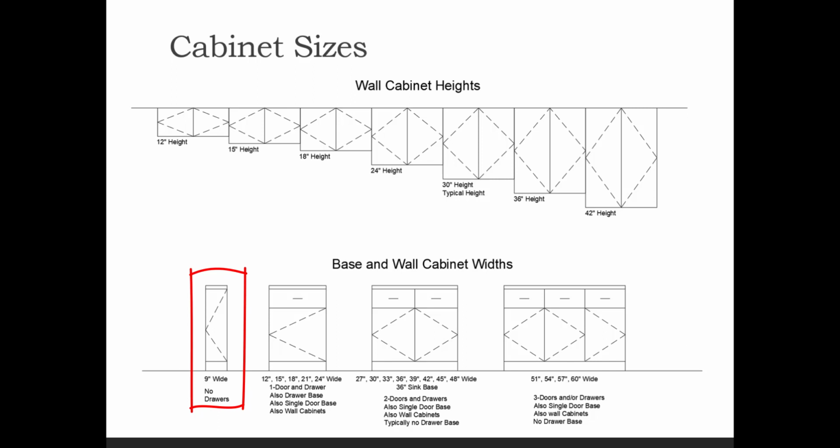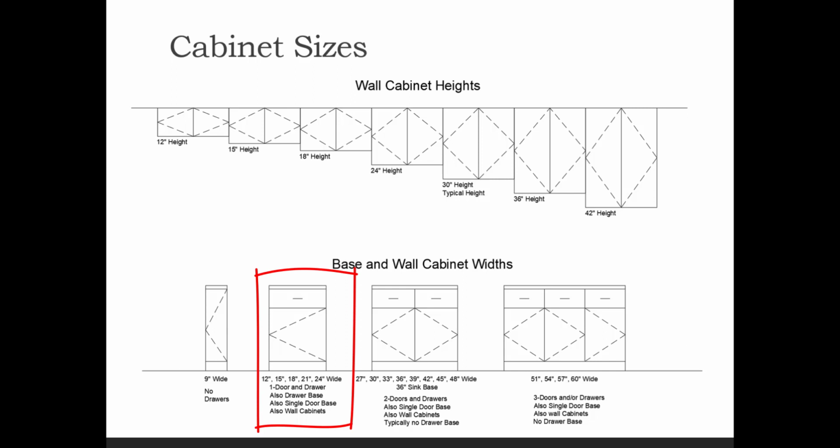So they're usually on the base, and they're usually the full height of the cabinet. They're really great for storing cookie sheets and cutting boards. The standard single door drawer base cabinets all start at 12 inches and can be made in 3-inch increments. So you can have 12-inch wide, 15-inch wide, 18, 21, and 24-inch wide cabinets.